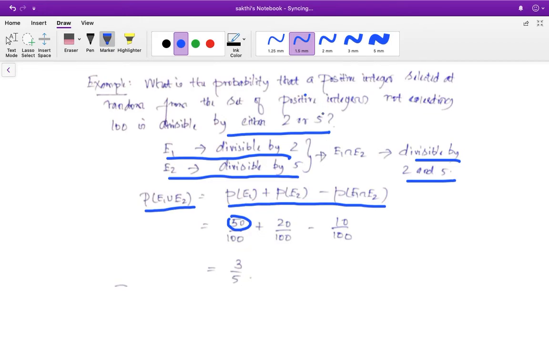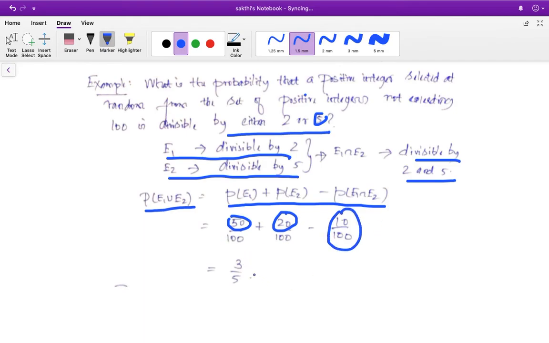And how many numbers are divisible by 5? So there are only 20 numbers which are divisible by 5, right? So 5, 10, 15, 20, like that. So those numbers are divisible by 5, divided by the sample space, that is 100, right? And minus those numbers which are divisible by both 2 and 5. So only 10 numbers are there, 10, 20, 30, 40, like that, until 100, right? So that is 10 divided by 100.